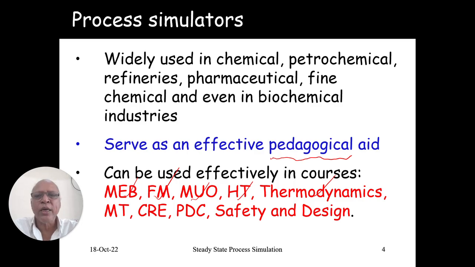As you can see, process simulators are widely used in several industries: chemical, petrochemical, refineries, pharmaceutical, fine chemical, and even biochemical industries. As time progresses, more and more capabilities are being incorporated. As a result, you should be able to apply process simulators for whatever application you intend to do.